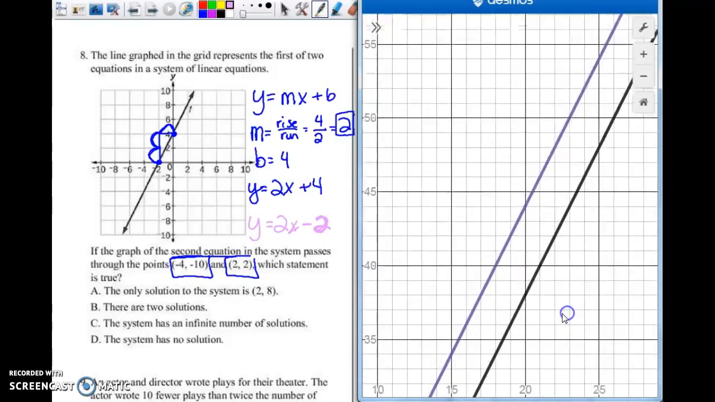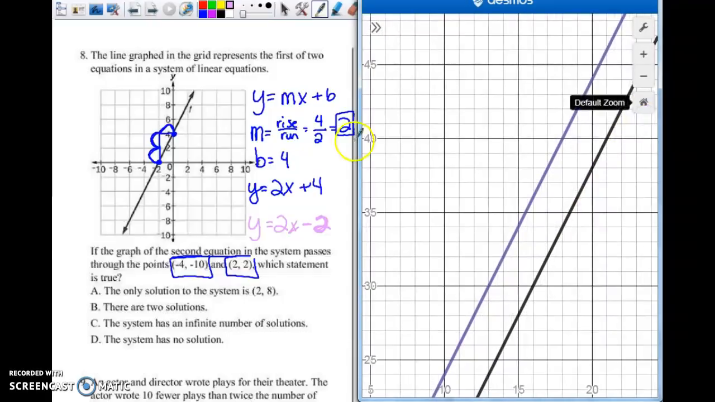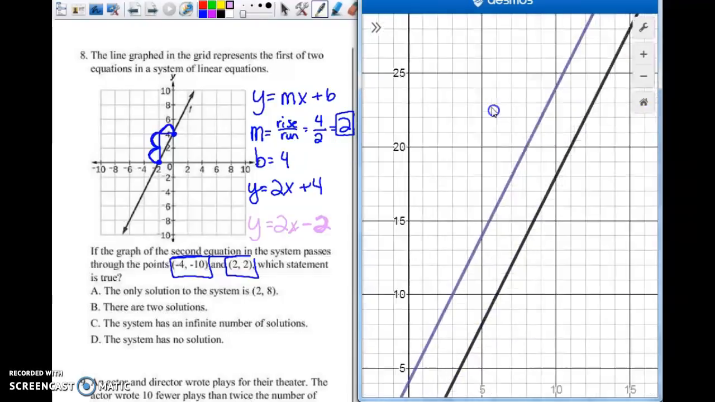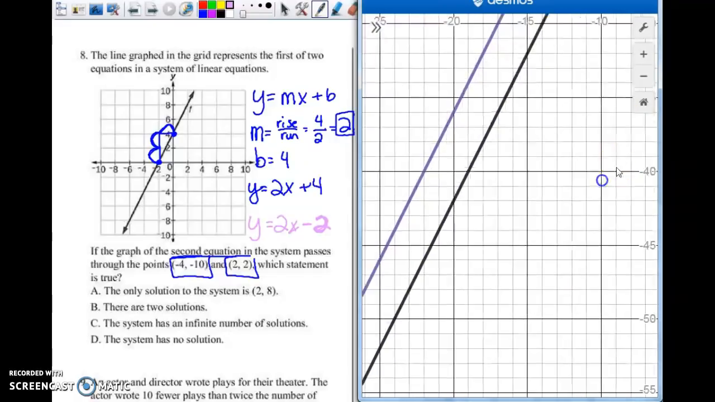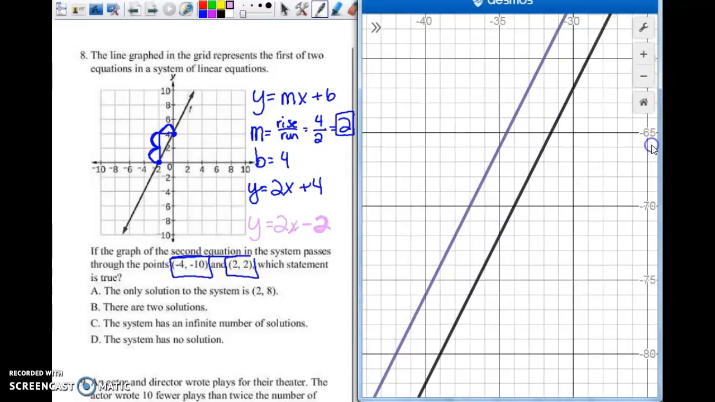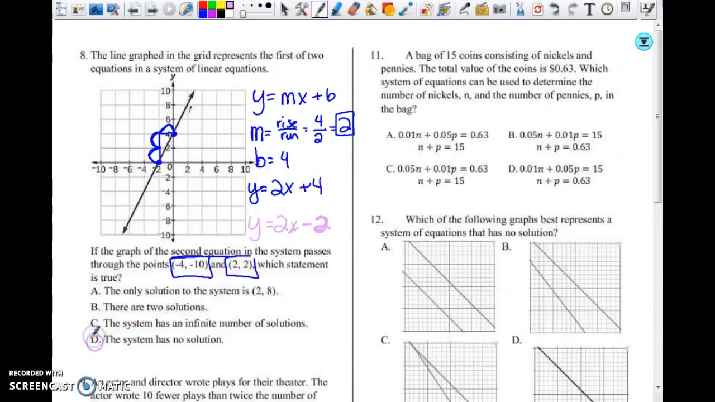What do they look like? Remember, guys, lines with the same m, with the same slope, what kind of lines are those? Those are parallel. Do parallel lines ever touch? No. So if they never touch, do they have a solution? No. So your answer would be D. They do not touch. These are parallel lines. Okay, so you do need to know that.